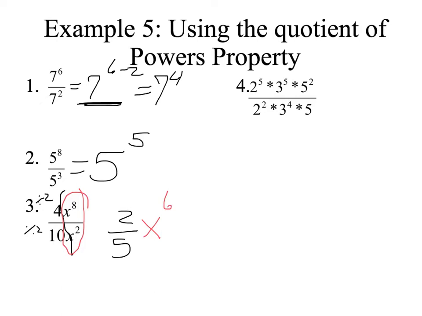In problem number 4, I want you to notice that we really have 3 different groups that we're going to be working with. We have the 2's, we have the 3's, and we have the 5's. And each one gets subtracted on its own. So 2 to the 5 minus 2 power is 2 to the 3rd, times 3 to the 5th, 3 to the 4th, 3 to the 1st. And the last one, remember that the 5 in the denominator has an exponent of 1 with it. 2 minus 1 gives me 5 to the 1st.